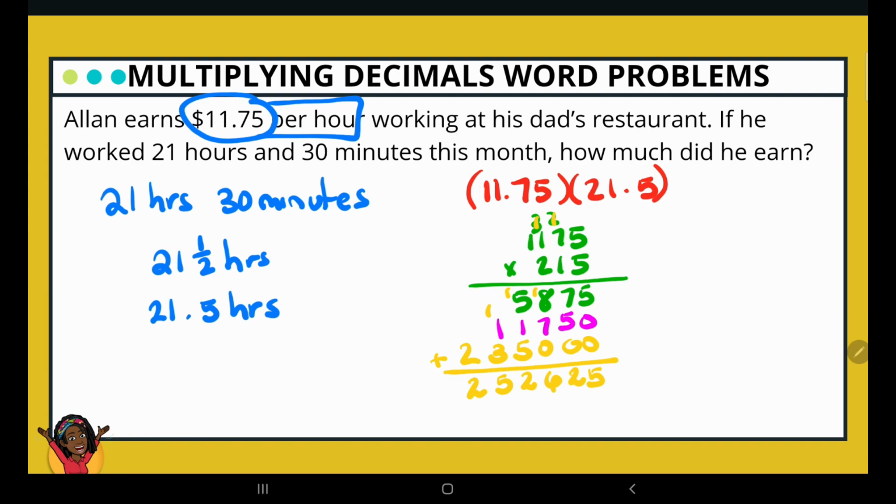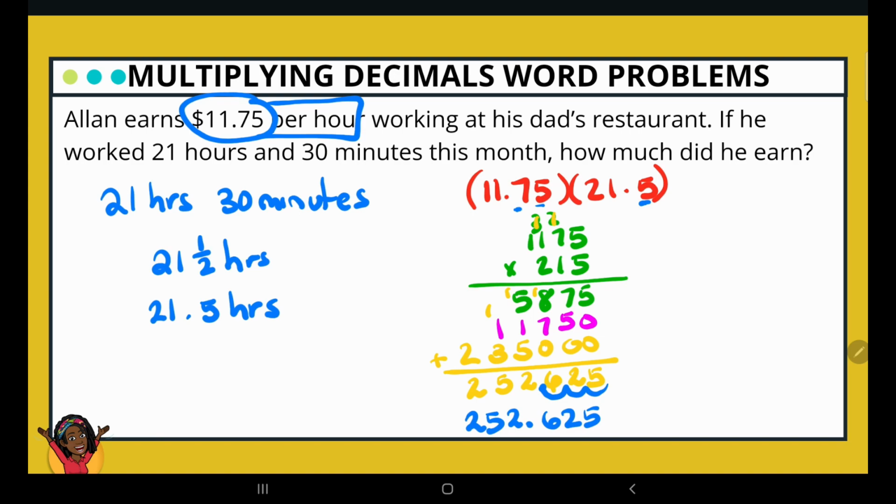Now let's count the number of decimal places we have. So we have 1, 2, 3. So we're going to move that many places. 1, 2, 3. So here we have that our number is 252.625. Now we're talking about money because we said how much did he earn?